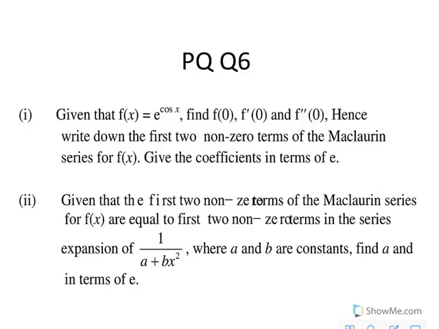Okay, so this is a power series PQ question 6. We are given that f(x) equals e to the power of cos x. We need to find f(0), f'(0), and f''(0), and hence write down the first two non-zero terms of the Maclaurin series for f(x) and give the coefficients in terms of e. Right, so let's start doing this.